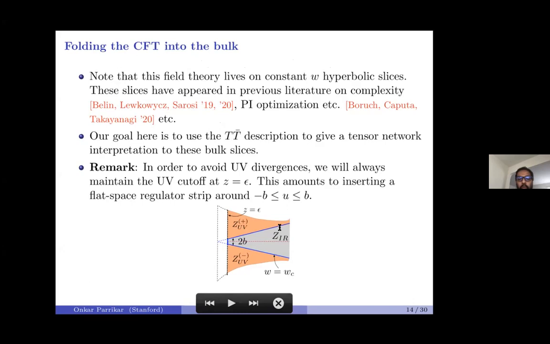Now, if one buys that, one comment is that the metric on these folded slices is that of hyperbolic space, and similar slices, at least one half of them, for example the lower half of this folded slice, have appeared in previous literature in various places, in particular on complexity in these papers or in the discussion on path integral optimization. People often call them York time slices or something like that. And the point here is to use this T-Tbar description to give a tensor network interpretation for these folded slices. So that's where we're headed in the next couple of slides.